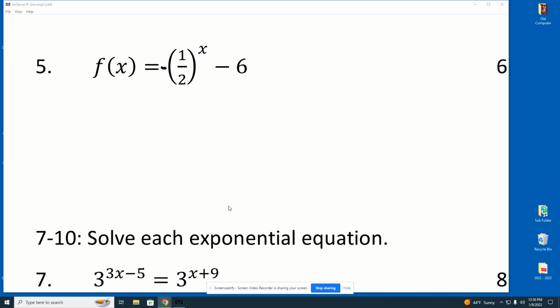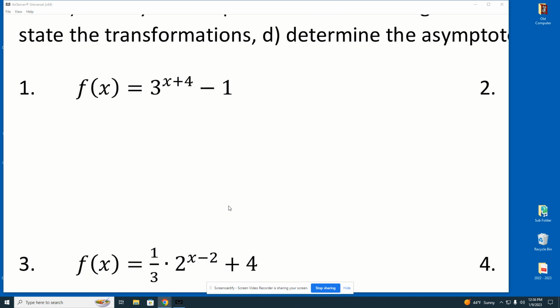Okay? So, on numbers 1 through 6, we got to answer 4 questions. A, we got to state whether it's growth or decay. Okay? Very simple. Then, B, just as simple: you have to state what the parent function is. Then, C, you're going to name the transformations. And then D, you're going to name the asymptote. Okay? So let's start. And we're gonna knock this out pretty fast.